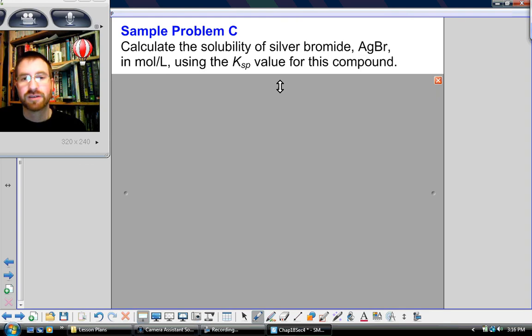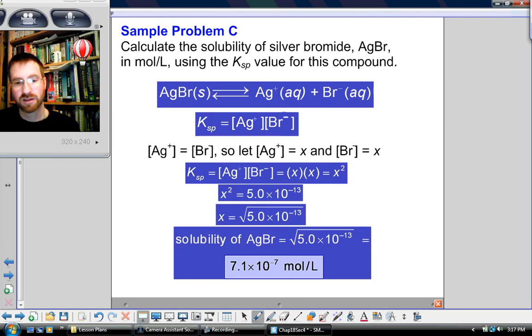So, here's another example. Calculate the solubility of silver bromide. Go ahead and pause and see if you can do this one. It's based on the last slide. I'll count down to 5. So hopefully you paused and you're now back to see the answer. Did you get it? Hope so. Let's move on.